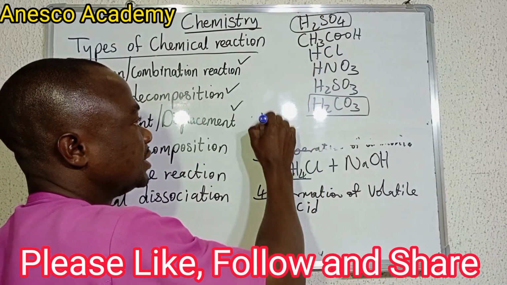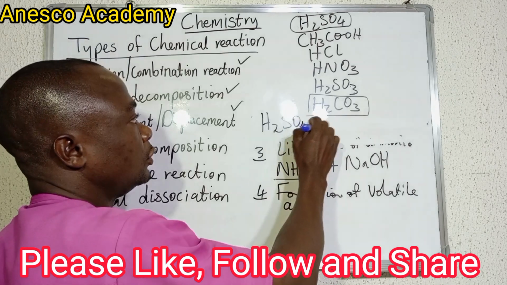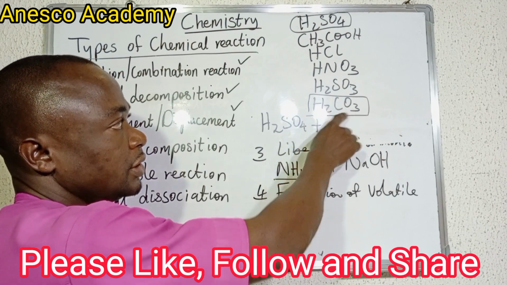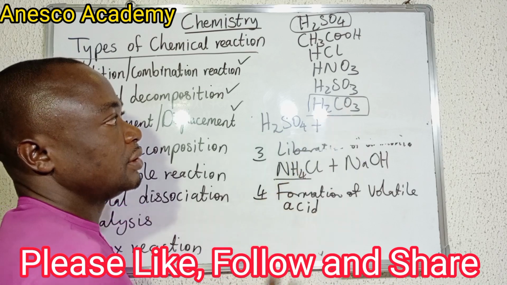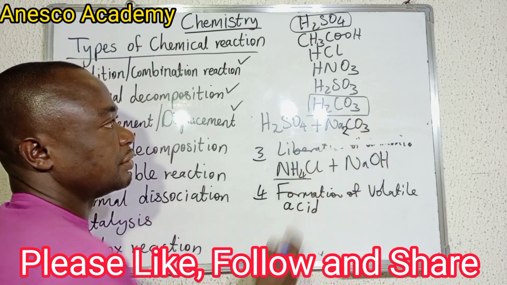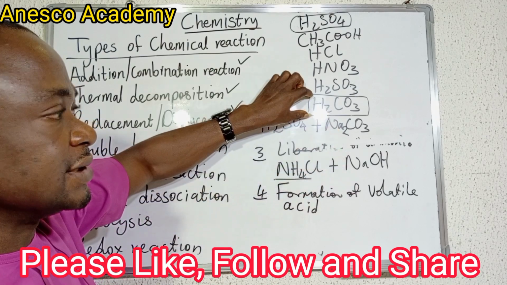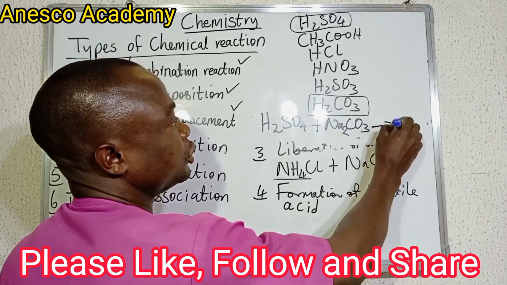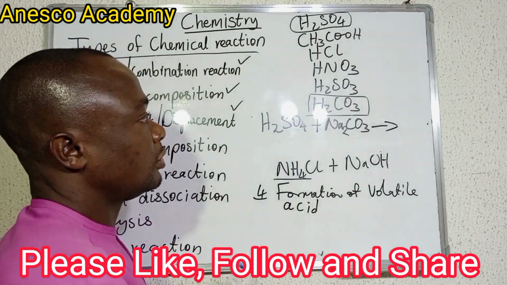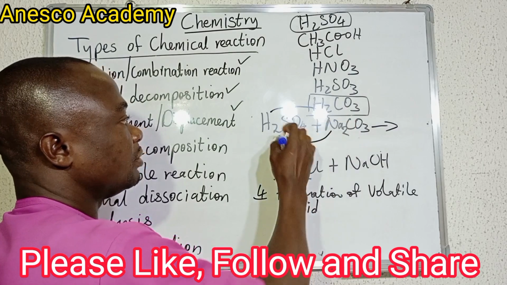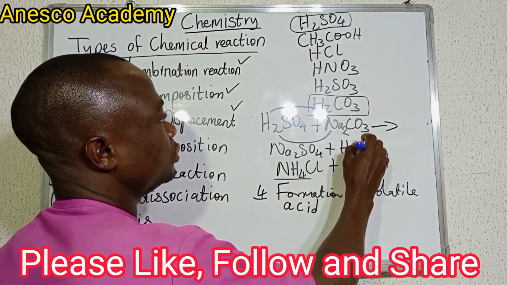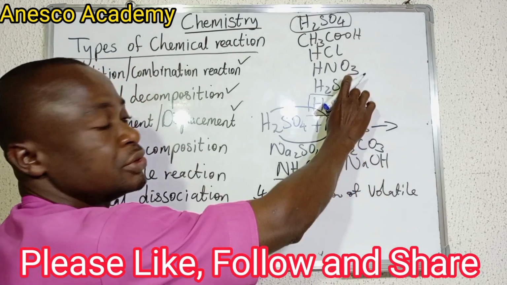To produce a volatile acid is very simple. I will react the least volatile with a salt of, if I want to produce this H2CO3, I can react with a salt of this acid, which may be Na2CO3. Na2CO3 is a salt of this acid. If you react both of them together, you notice that there's going to be exchange of ions. Now this H will come here, this will come here, so that we'll now have Na2SO4 plus H2CO3. You see, I've been able to produce this.